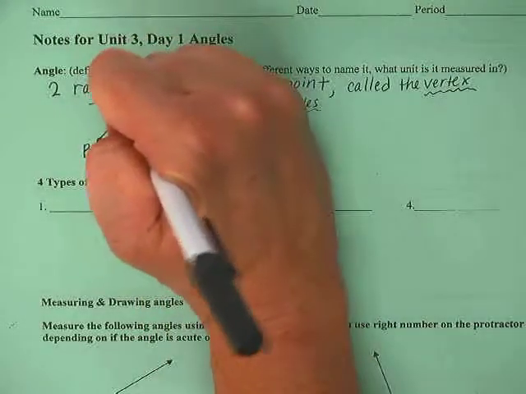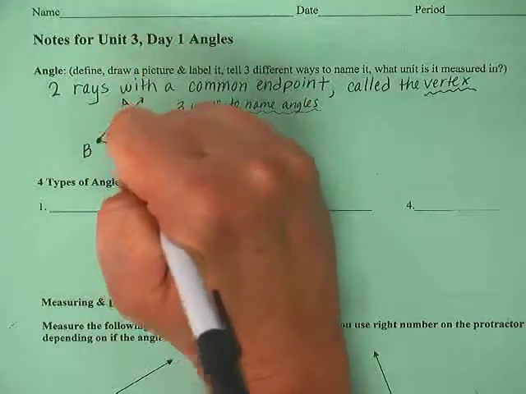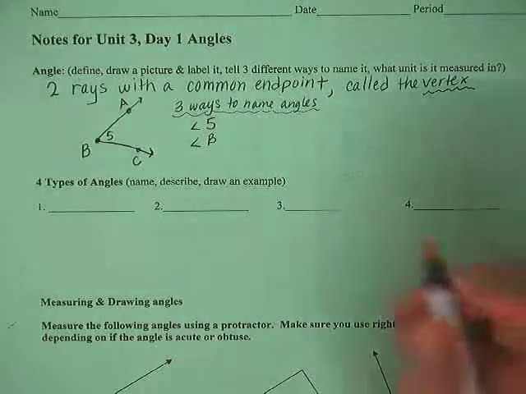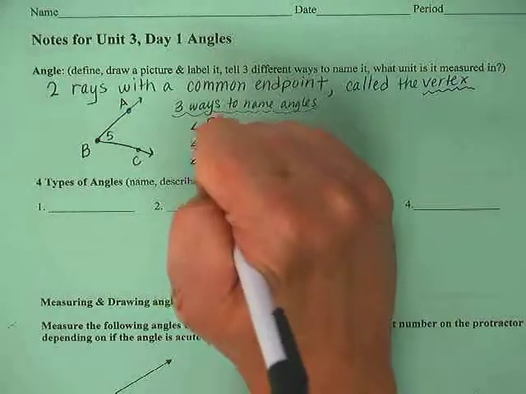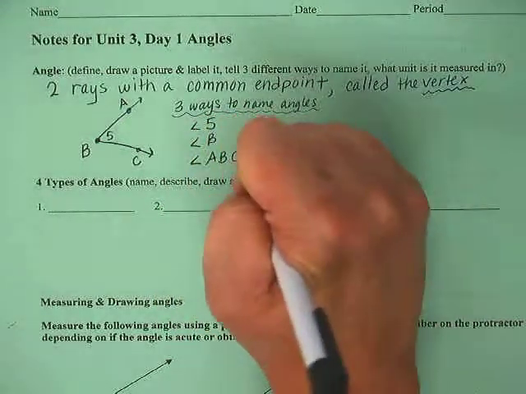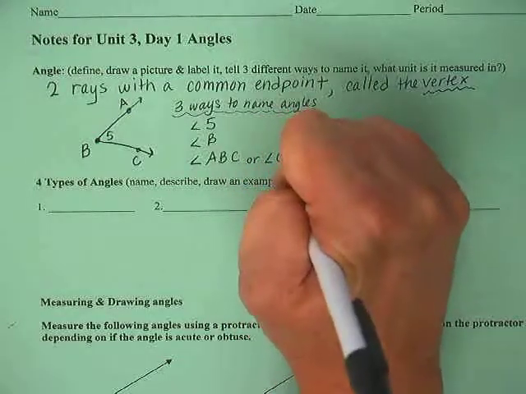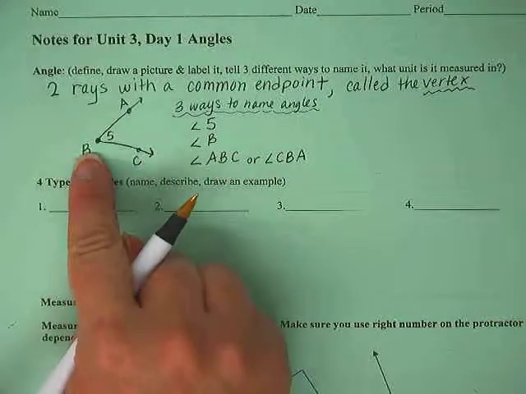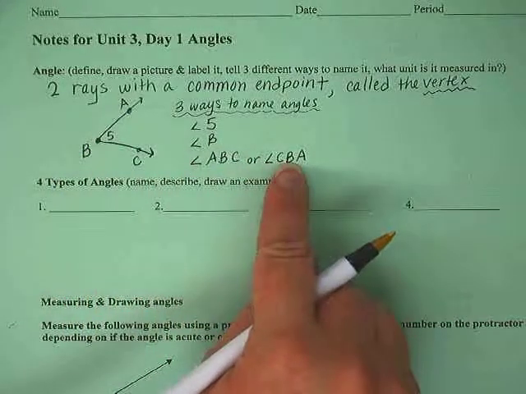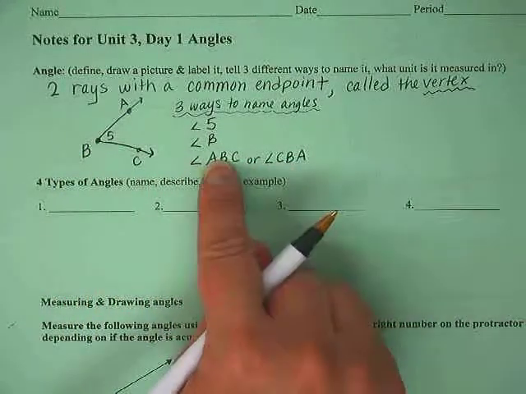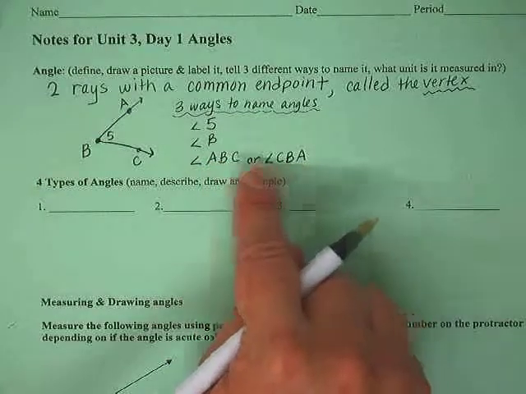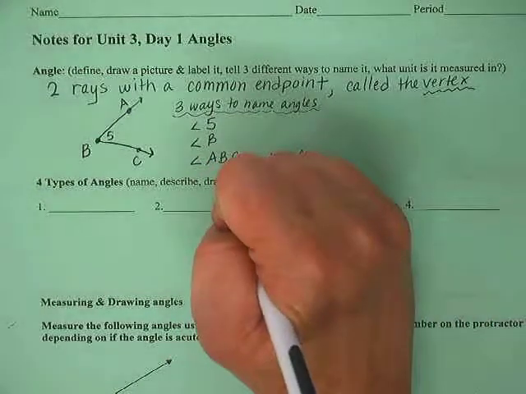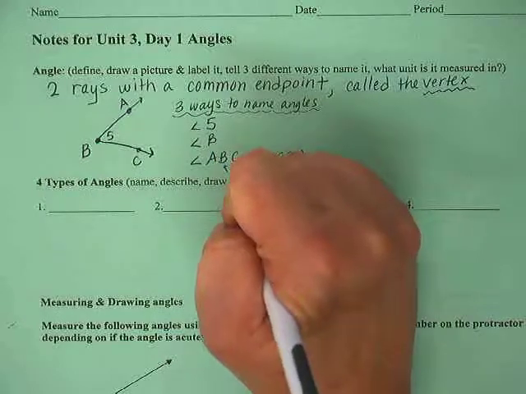Another way to name our angle is if we have points here and here, we can actually name an angle with 3 points, A, B, and C. Or we could name it CBA. What do you notice that those two names both have in common with our picture? The vertex is the middle letter. That is essential, that the vertex is in the middle.